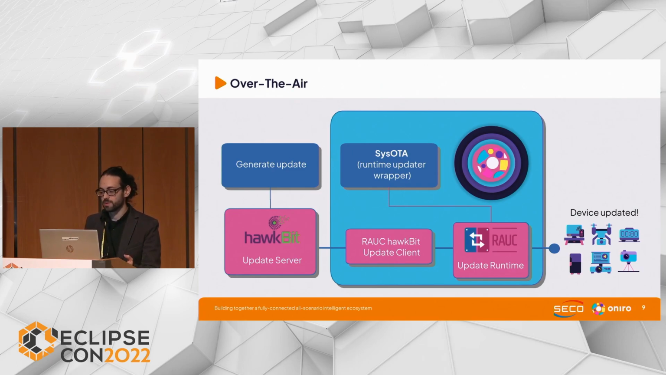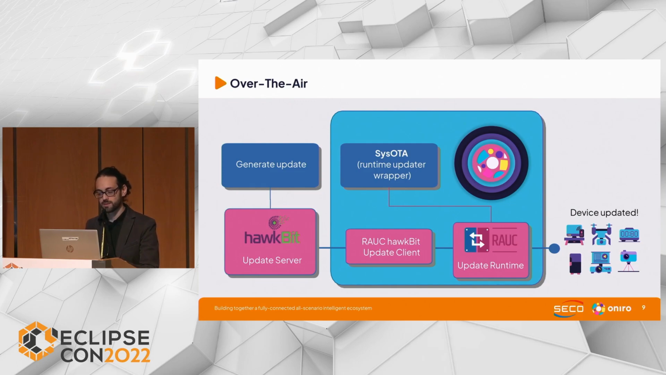We developed just the sys OTA part, that is a runtime updater wrapper. So it's basically the magenta items. We are using Eclipse Hawkbit as an update server. So we generate the update and we store it on the update server. And we take down the update, and the RAUC runtime updater updates our device. But all the magenta items are replaceable with other kinds of update systems.